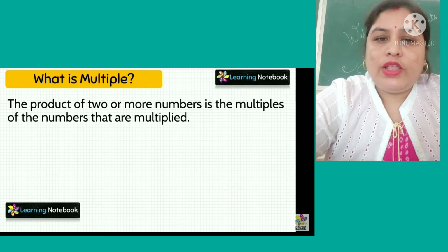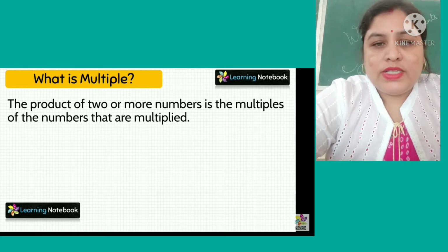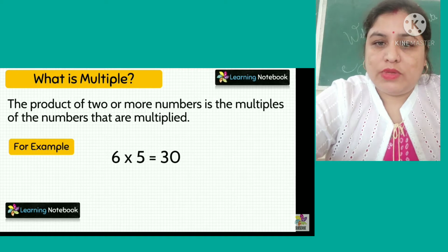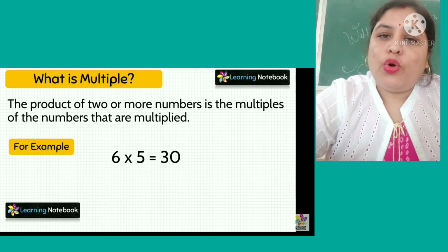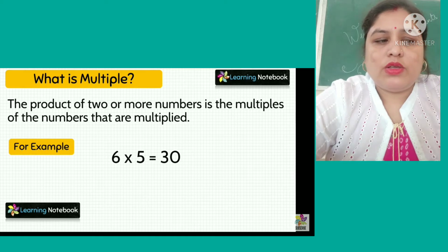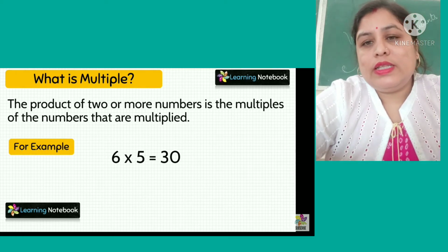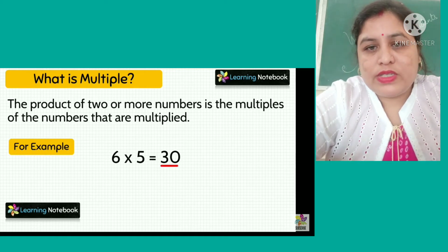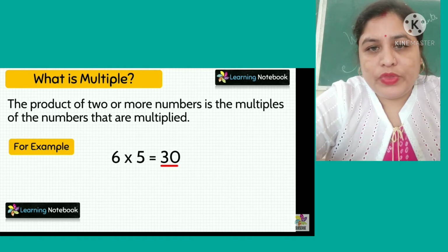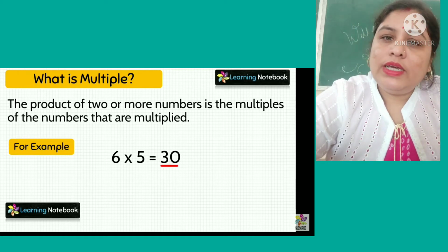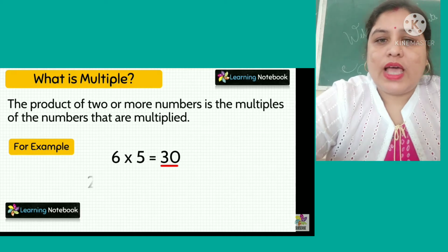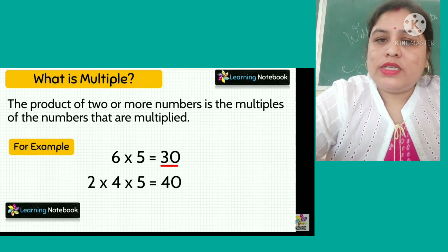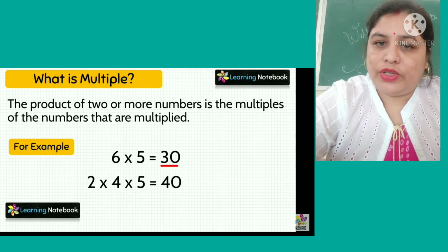Students, all of you are familiar with the tables, table of 2, table of 3, table of 4 and so on. So let's see what is a multiple. The product of two or more numbers is a multiple of the numbers that are multiplied. It means if I am multiplying 6 into 5, the answer is 6 5s are 30. So 30 is a multiple of 6 and 5 both.